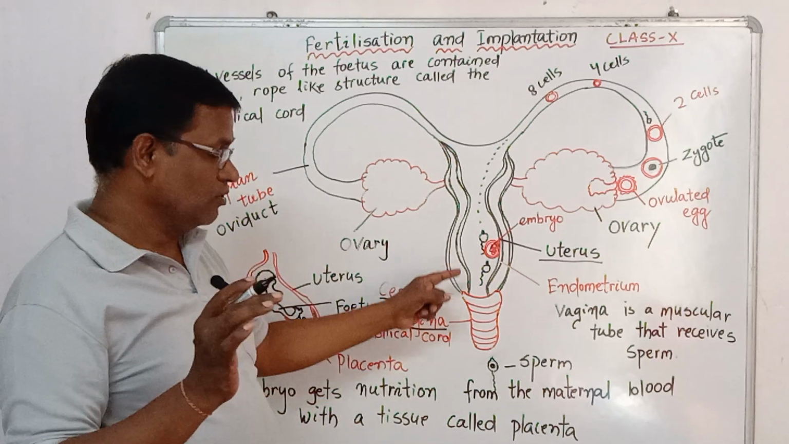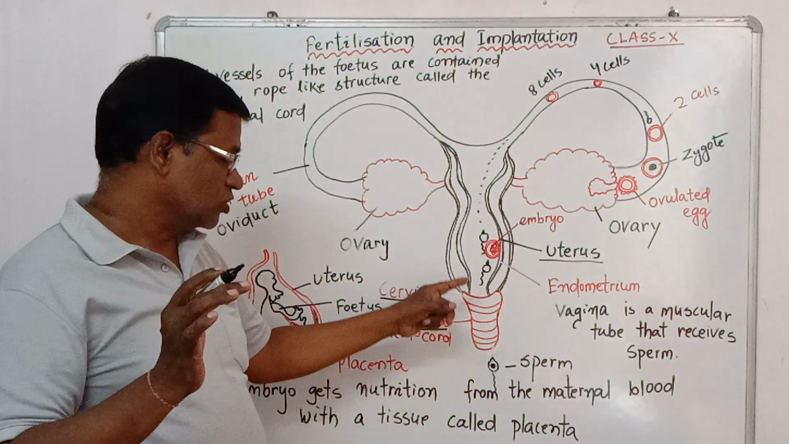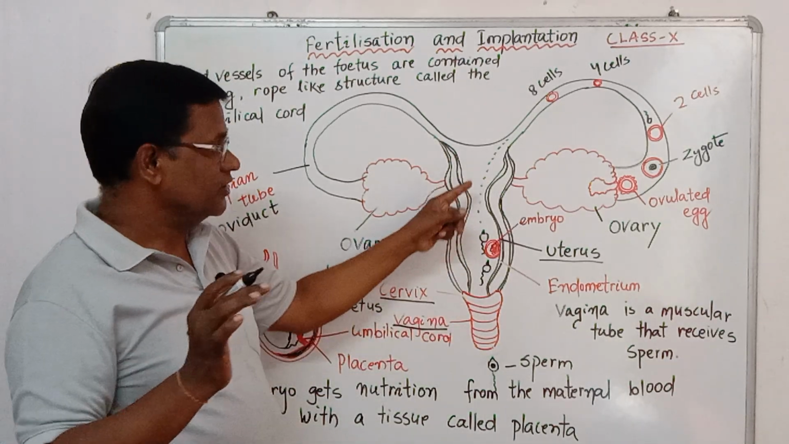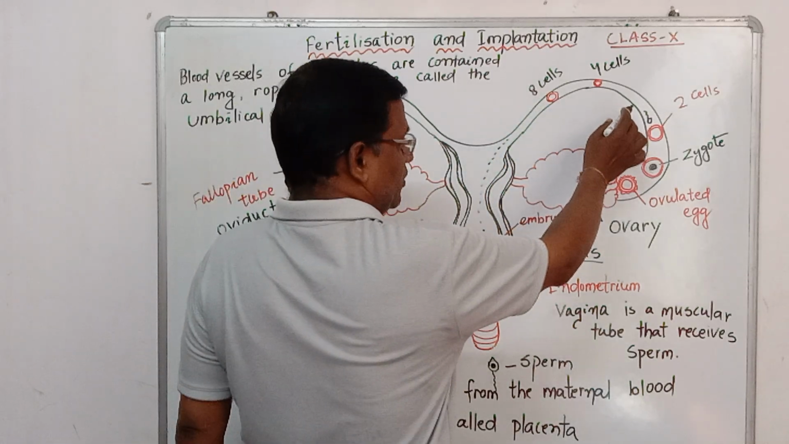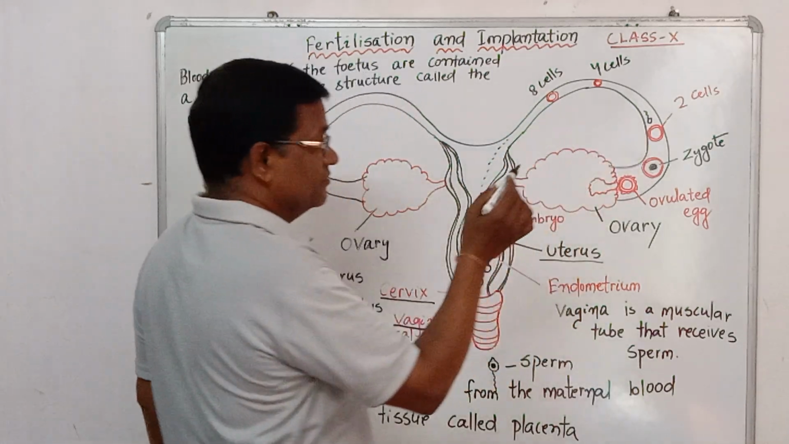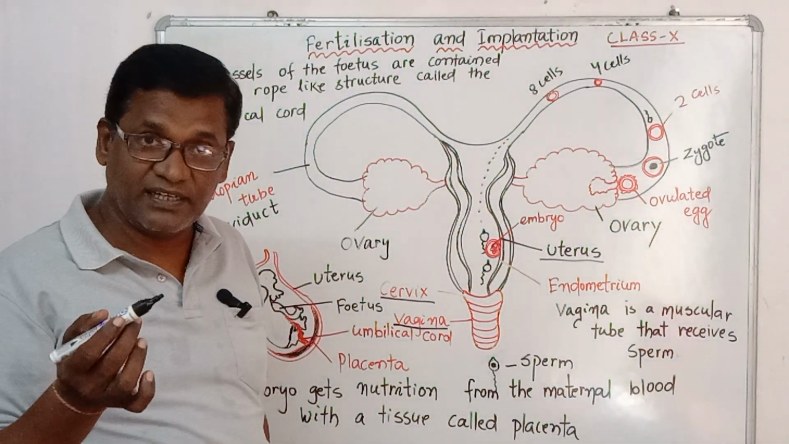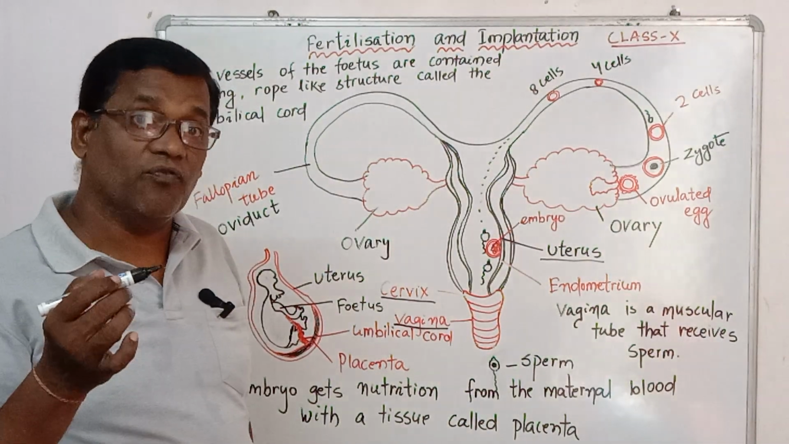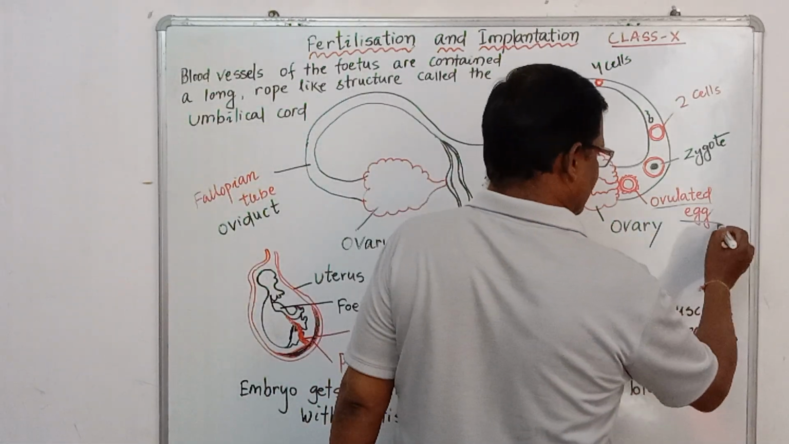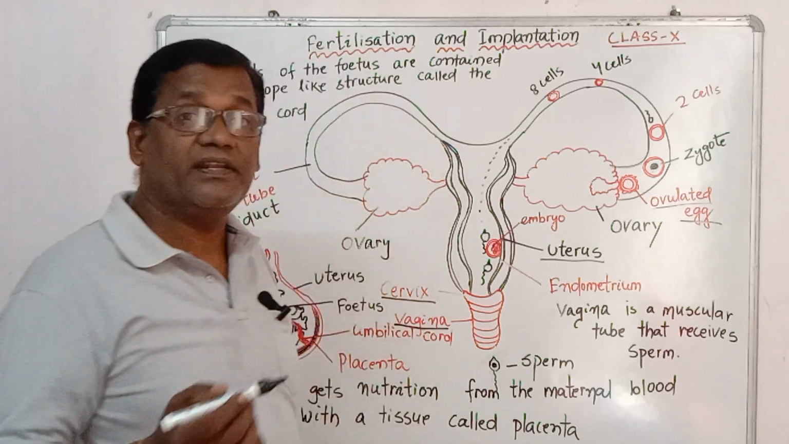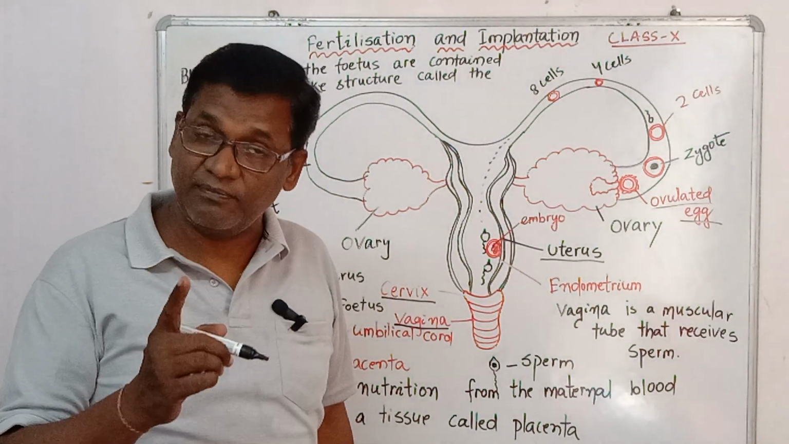When the sperm goes, it will enter the vagina, cross the cervix, and go through the uterus. I make the dots now. After that, it will reach the fallopian tube. At that time, the egg is released from the ovary. When the egg is released, that is called the ovulated egg, meaning the egg is released from the ovary. You see, one egg is released monthly from the female.